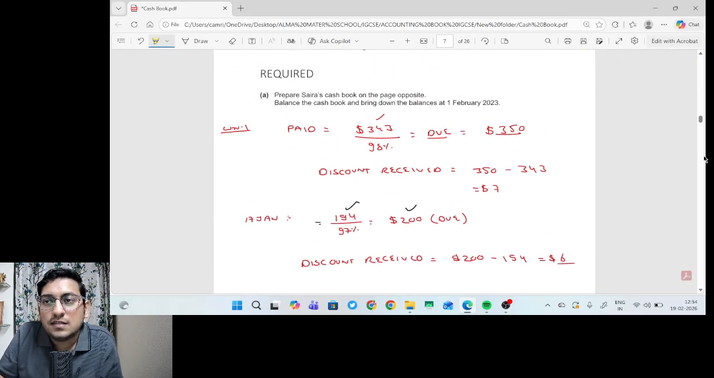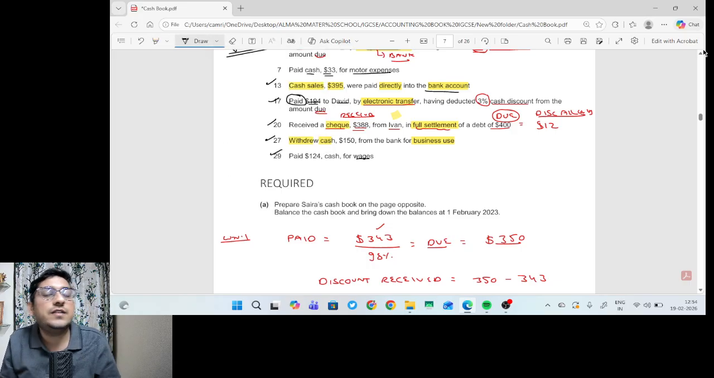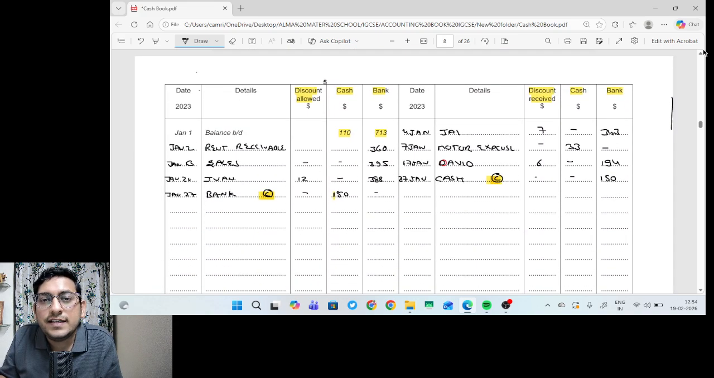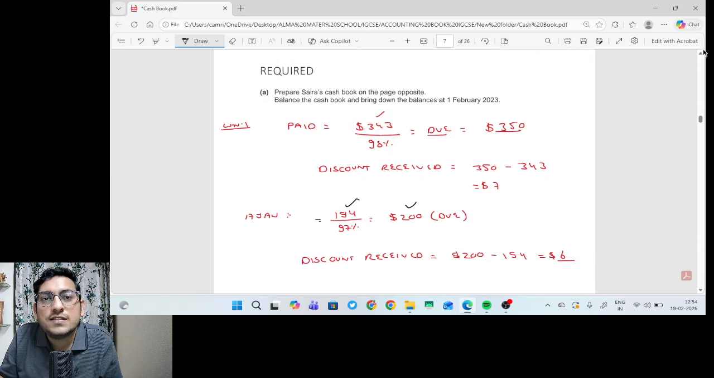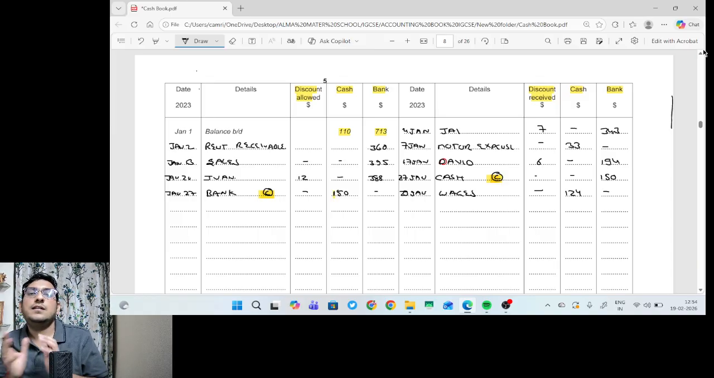And the last: paid $124 cash for wages. So the entry will be wages account debit, cash account credit. So on 29th of January, I will write wages. And since we have paid wages, how much have we paid? 124 through cash. So the cash column will be credited. And that is the complete set of cash book transactions which we have already posted.